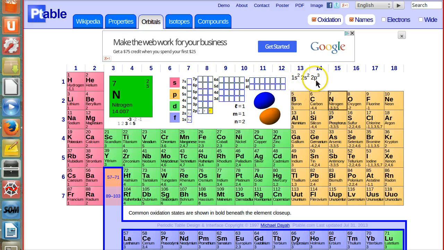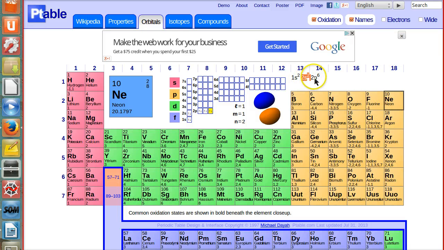Nitrogen, 1s2, 2s2, 2p3. What does that mean? It means there's 2 electrons in the 1s orbital. There's 2 electrons in the 2s orbital. There's 1 electron in each of the 2p orbitals. There's 3 orbitals in the 2p. Remember, there's 3 subdivisions in a p sublevel. Oxygen has 2p4 as its outer sublevel. Fluorine, 2p5. Neon, 2p6.